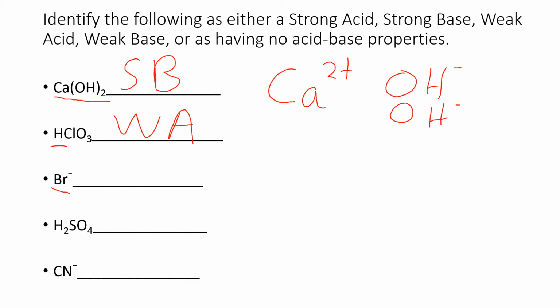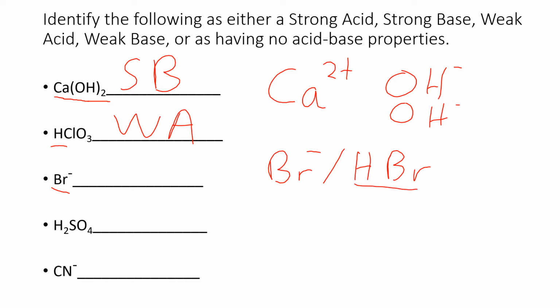And these are always going to be the toughest decisions to make. Is it a weak base or does it not have any acid-base properties? The only way to look at this is to look at its conjugate. So if we think about bromide ion, what's the conjugate for bromide ion? The conjugate for bromide ion is HBr. So by identifying bromide ion's conjugate, we can figure out what bromide ion is.